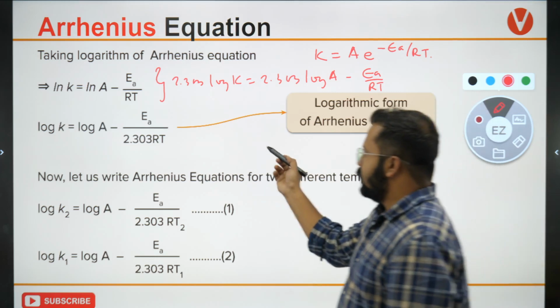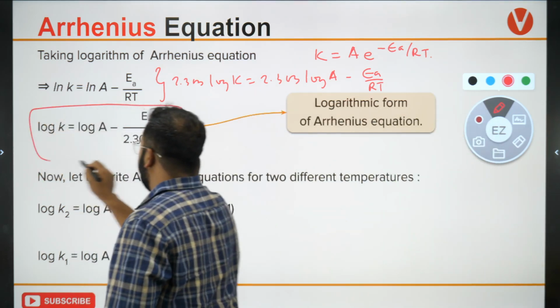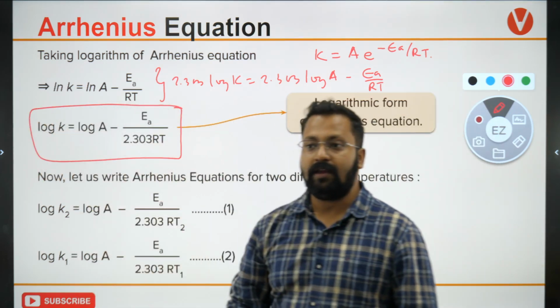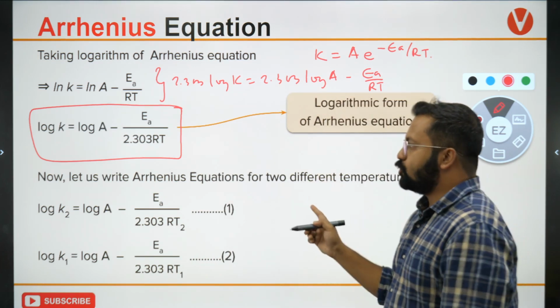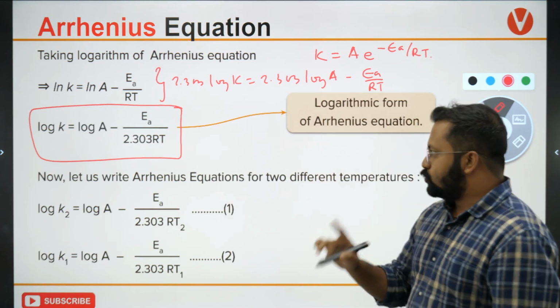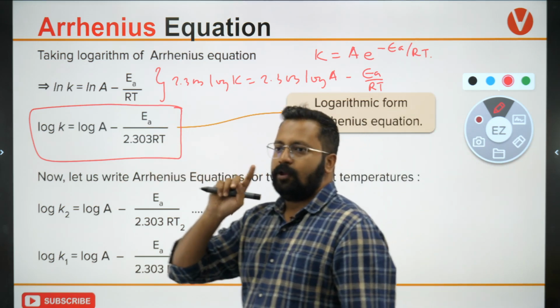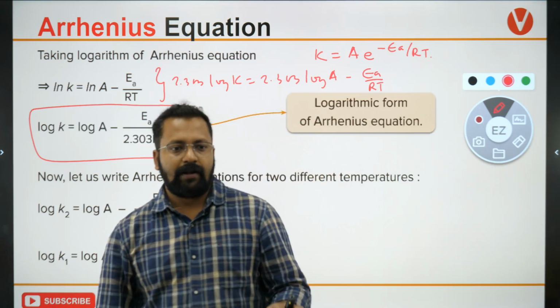So I would get this relationship, and you have to remember this relationship. You will be working with this relationship. इस relationship के ऊपर काफ़ी questions आते हैं, and so you have to remember this relationship. You remember k is equal to A e to the power minus Ea by RT.